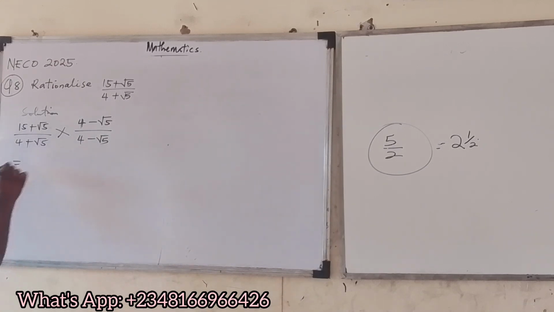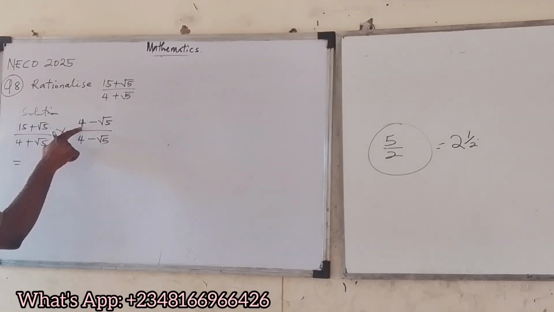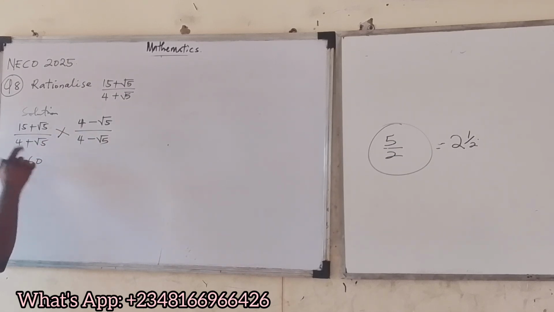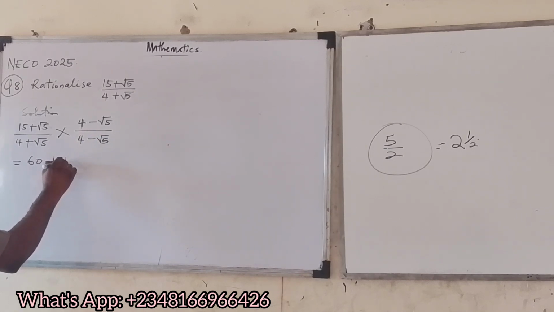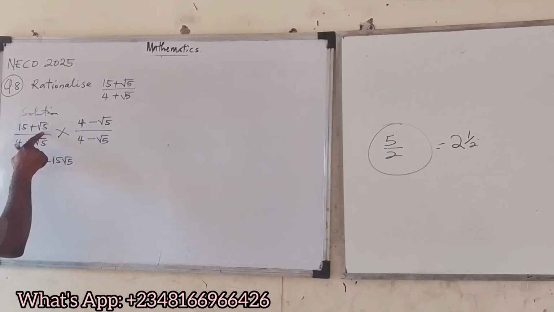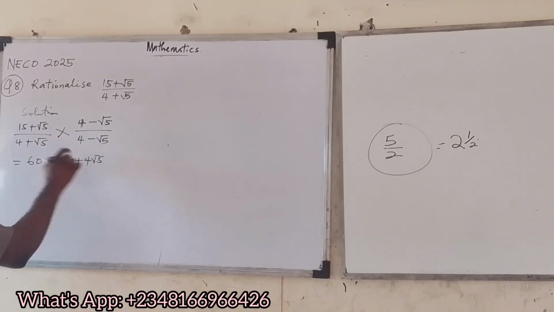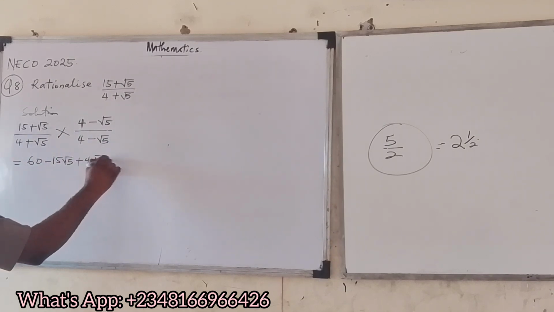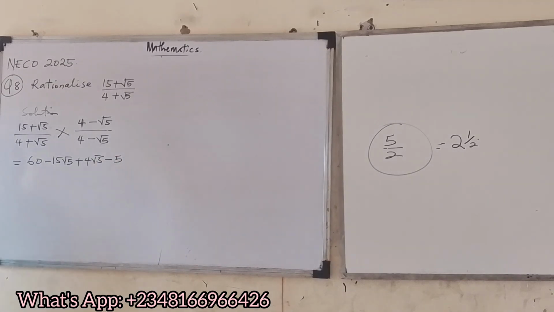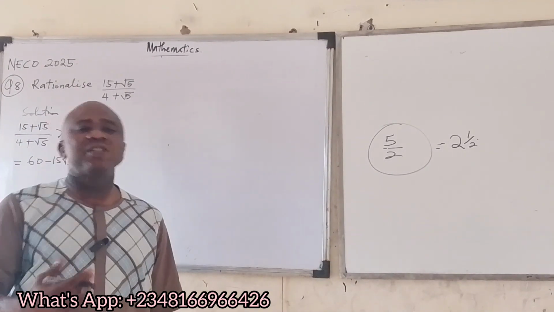Now, let's multiply this. 15 times 4 is 60. 15 times minus root 5 is minus 15 root 5. Root 5 times 4 is plus 4 root 5. Root 5 times minus root 5 will be minus 5, because root 5 times root 5 is root 25, and root 25 is 5.